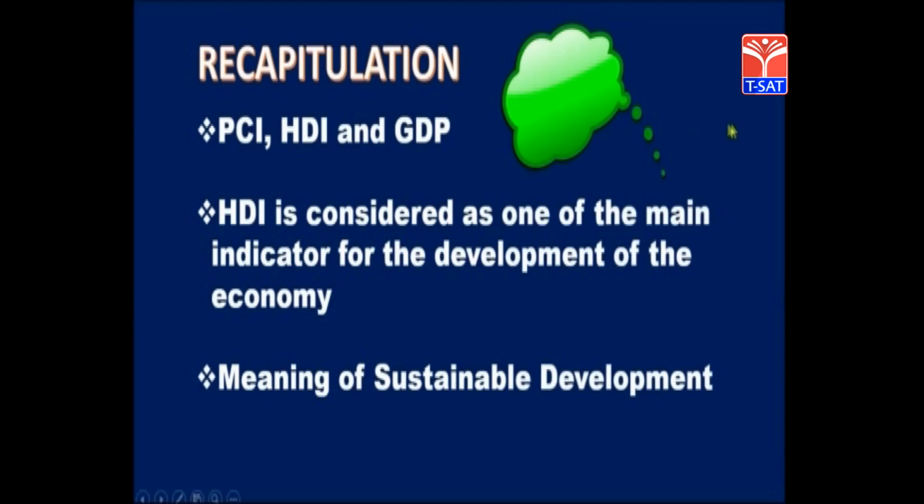So children, do you remember what we have learned in Part 1? Let's have a look. We have discussed PCI, HDI and GDP. We have also discussed that HDI is considered one of the main indicators for the development of the economy. We have also learnt the meaning of sustainable development. So what are PCI, HDI and GDP? Per capita income, Human Development Index and Gross Domestic Product.